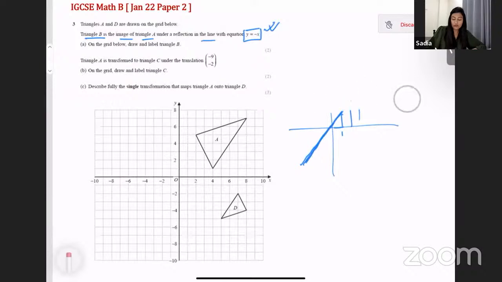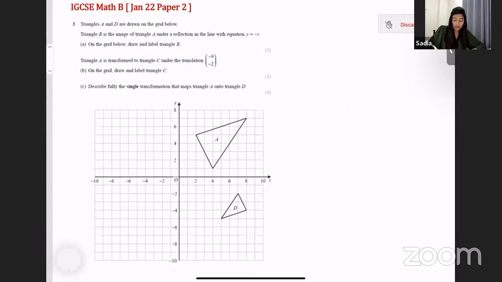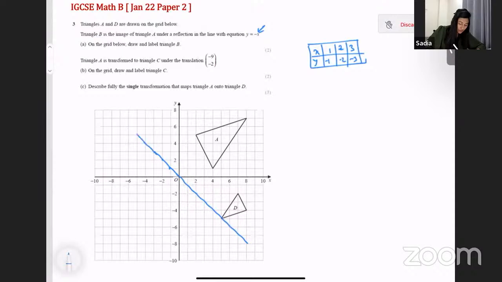But if you want to be very sure about what you are drawing, you can always draw a table. Suppose I'm selecting 1, 2, 3. For x equals 1, y will be minus 1. For x equals 2, y is minus 2, and y is minus 3. Using this kind of table, you can draw this line accurately, which will pass through the origin. You can join them using a scale. This is the line you are supposed to get. This is y equals minus x.